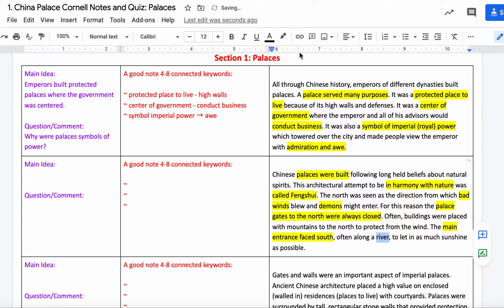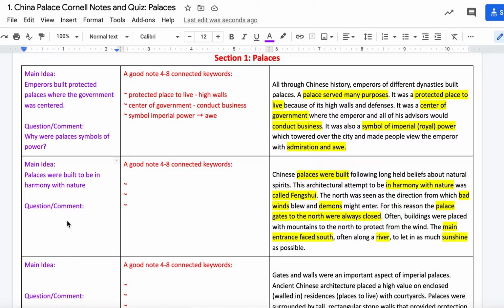Along a river. And they did that for the sunshine, because the sun usually is shining from the south. All right. So after we do that highlighting, we go over here. What's the main idea of this whole thing? This whole paragraph is about how palaces were built to be in harmony with nature.